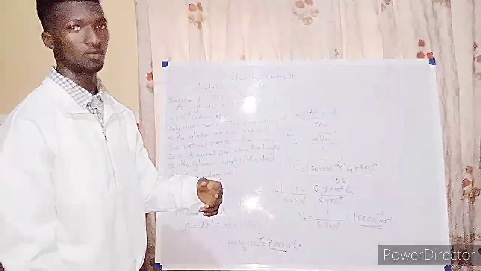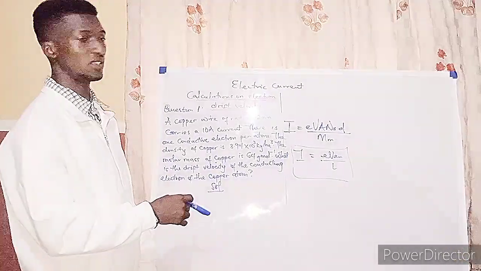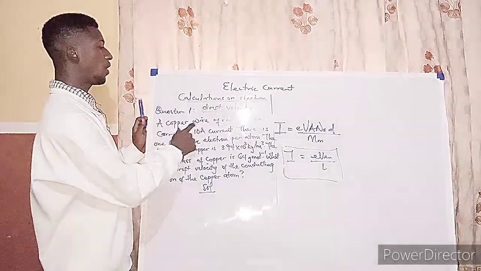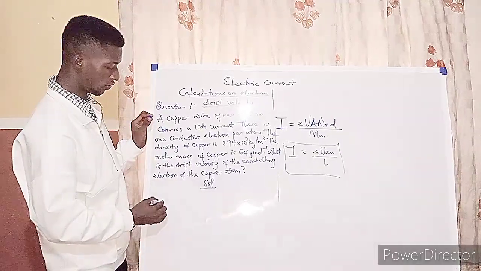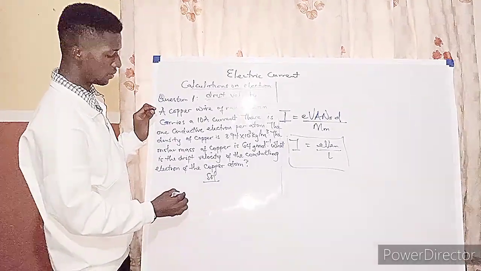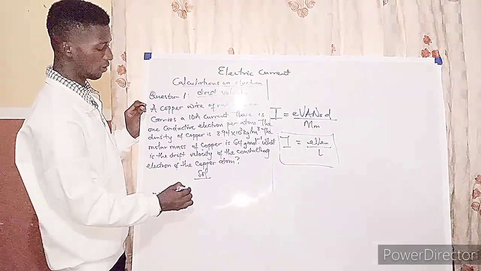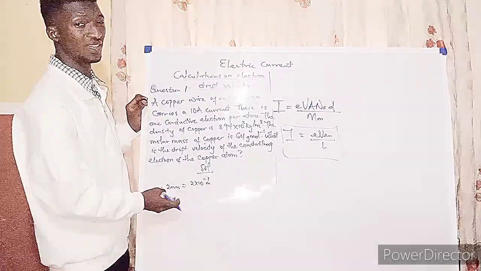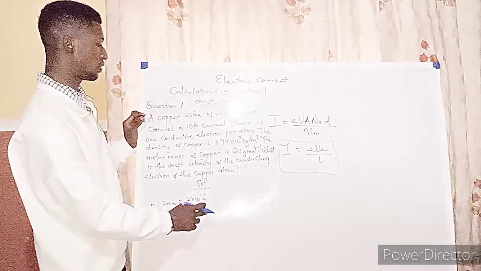Let's take another question. Just like the first question we solved, we're going to solve this in the same way. So let's just bring out the parameters first. A copper wire of radius 2 mm. Just know that this radius should be taken to meters. That is 2 times 10 raised to the power minus 3 meter. You divide by 1000 in order to convert from millimeter to meter.